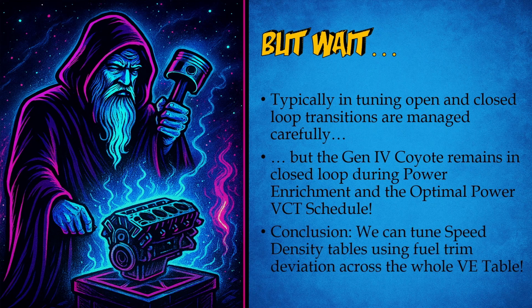I can tune speed density across the whole VE table, because at any given moment, if I know pressure and I know RPM, I know where I am on the table, and I can look at my LTFT and STFT fuel trims, and from those see what percentage I'm off. I can go into my airflow model and correct it, right?